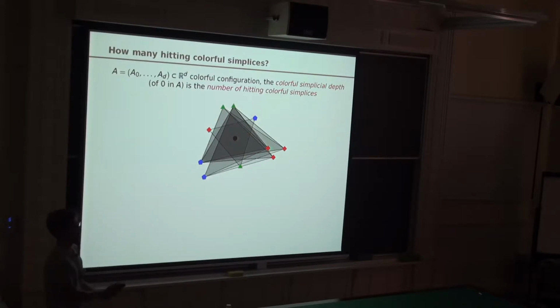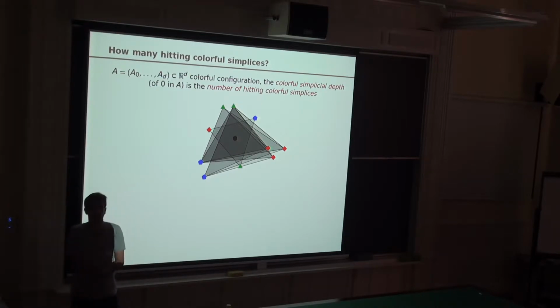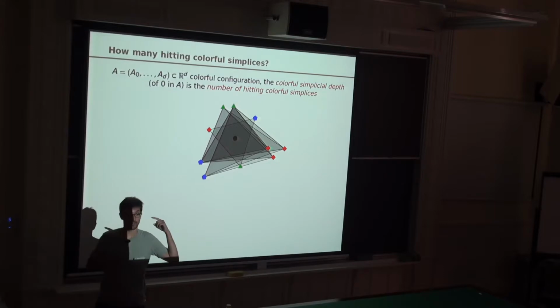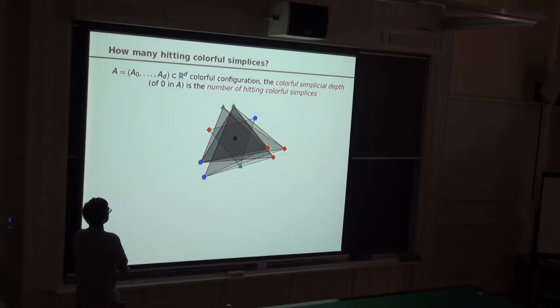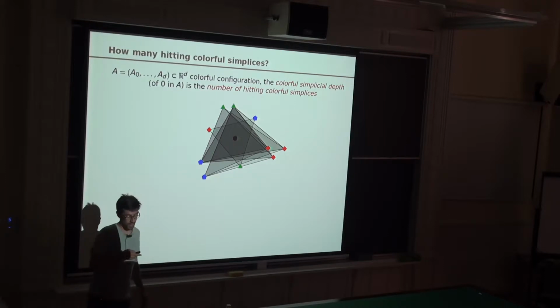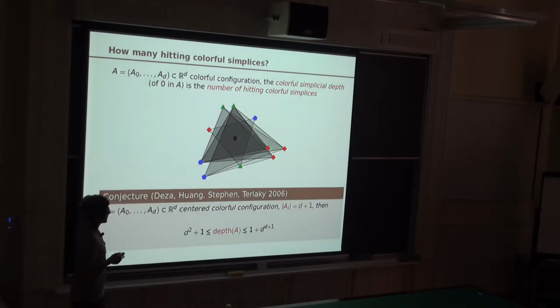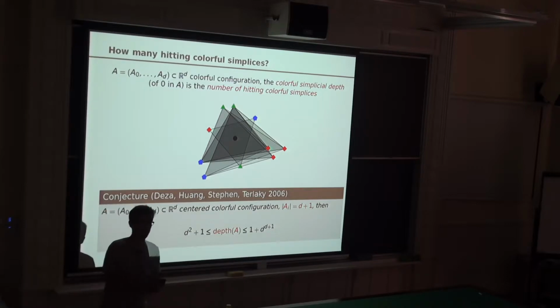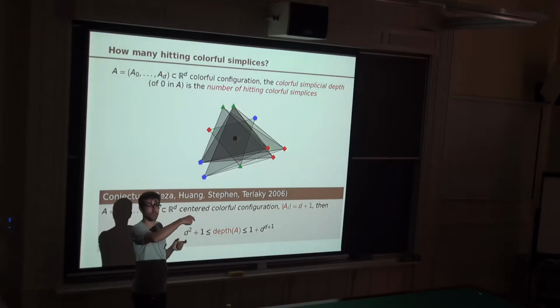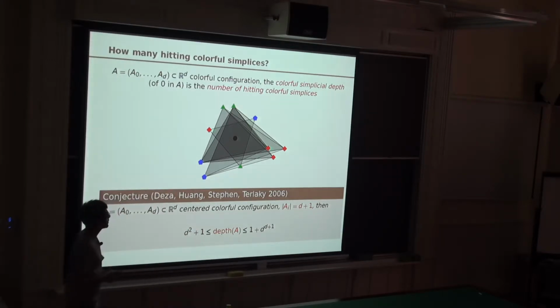Okay. So then a natural question, once you have that there is one colorful simplex, is to ask how many are there. Right? So the colorful Carathéodory theorem says there exists at least one hitting colorful simplex. Natural question, how many are there? And this is called the colorful simplicial depth. So this name, I think it was coined by Deza, Huang, Stephen, and Terlaky in a 2006 paper. And they looked in particular at the case where each color class is a full-dimensional simplex that contains the origin.